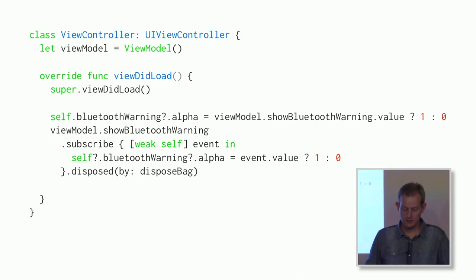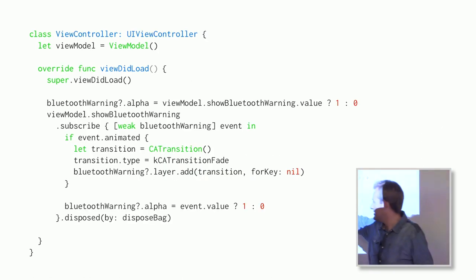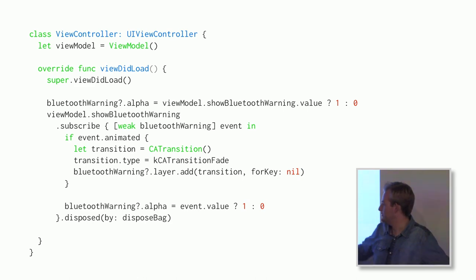And this is the view controller for just the Bluetooth warning. For the initial state, we simply look up the current value and set it to whatever it needs to be. So when the thing comes on screen, it's already set to the correct value. And we subscribe to change the UI whenever something changes. Now, this is not animated, but we can look at the animated flag. So if it says the event needs to be animated, we can do the transition animated.